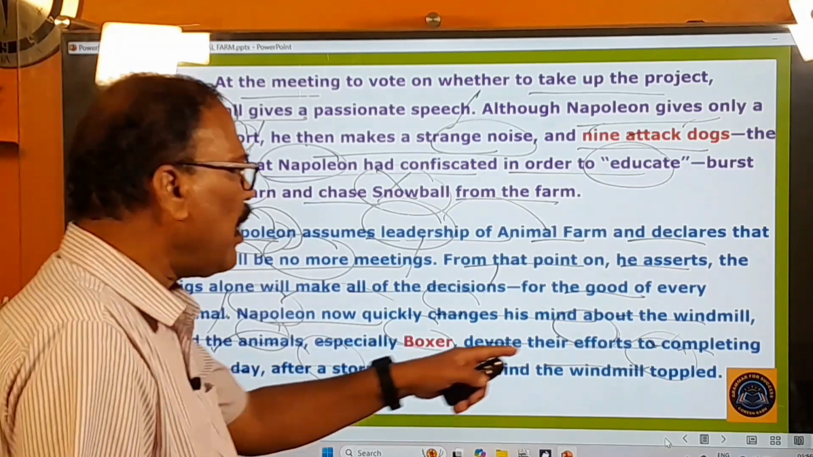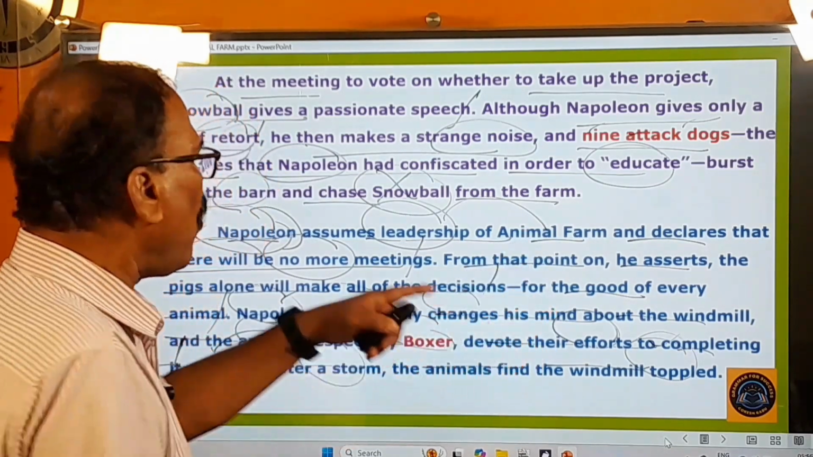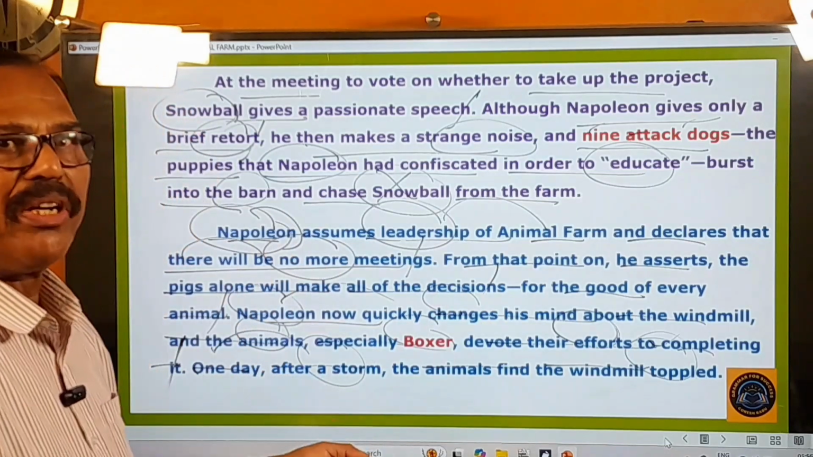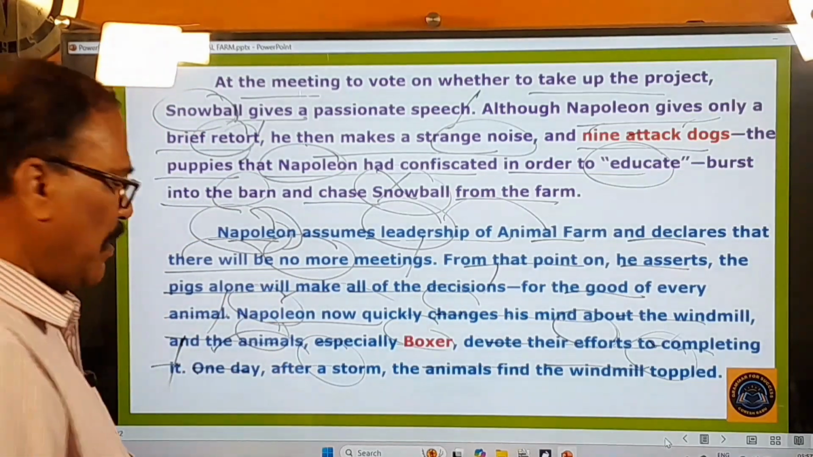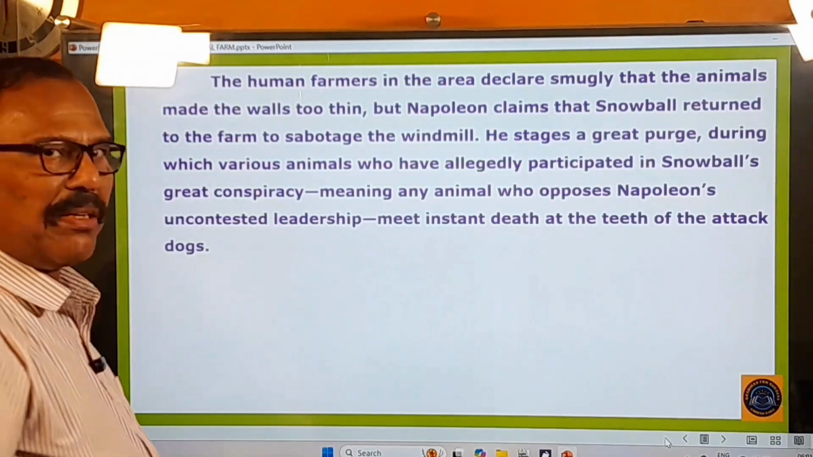They have found the windmill toppled. So all the animals became shocked and stunned. And let us see what next happens. Okay, look at the meaning of this passage.